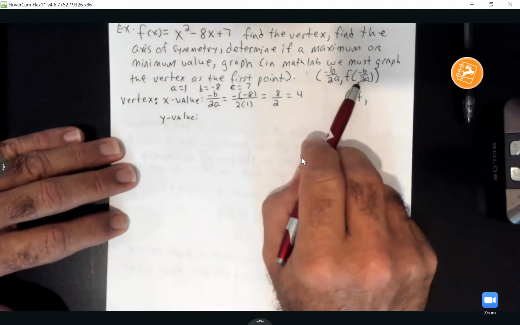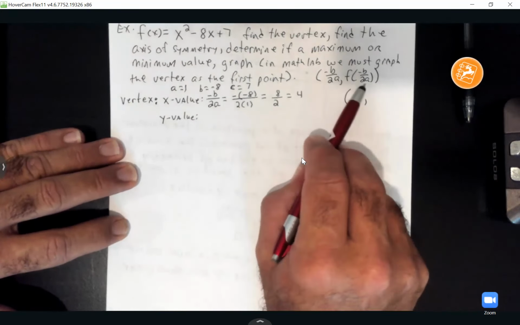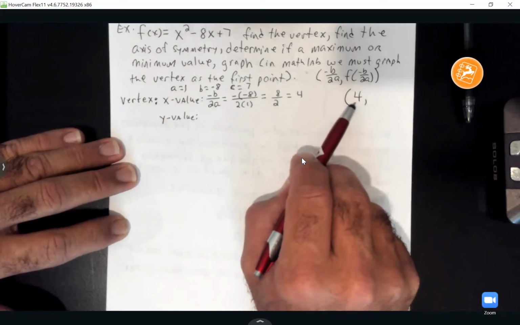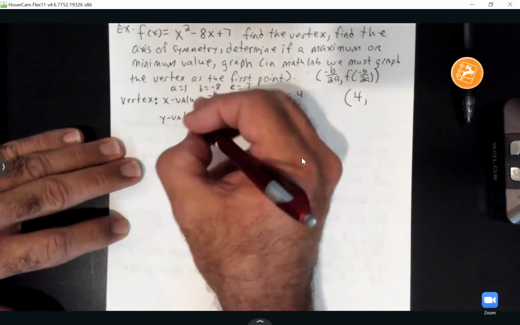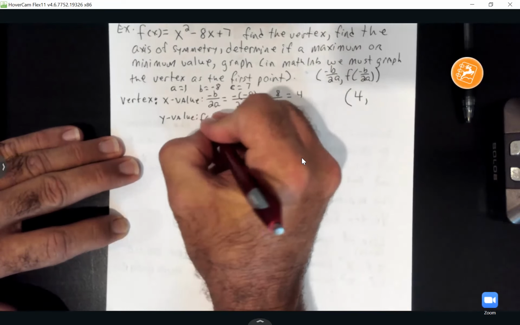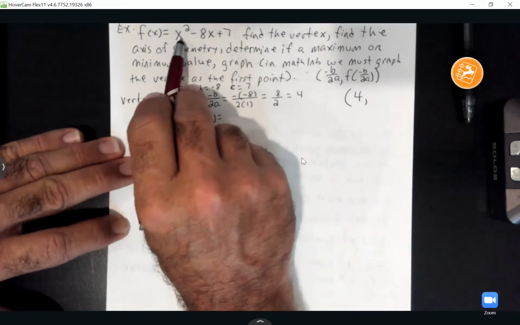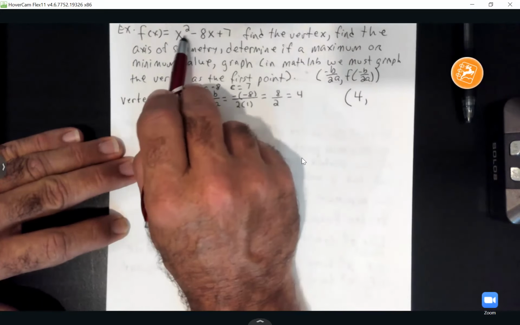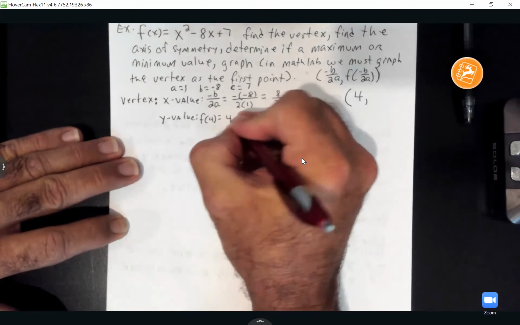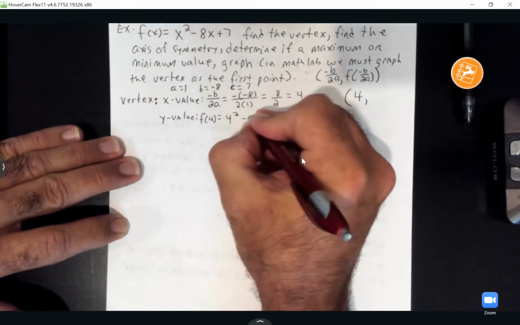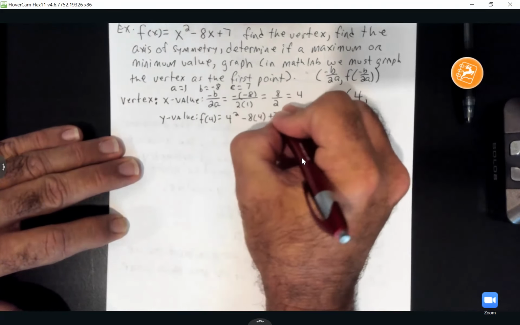So the y value says f of negative b over 2a. Well, since negative b over 2a gave me 4, I'm finding f of 4 for this function. So remember, f of 4 means I'm going to take this function and put a 4 in for both of these x's. So that's going to give me 4 squared minus 8 times 4 plus 7.